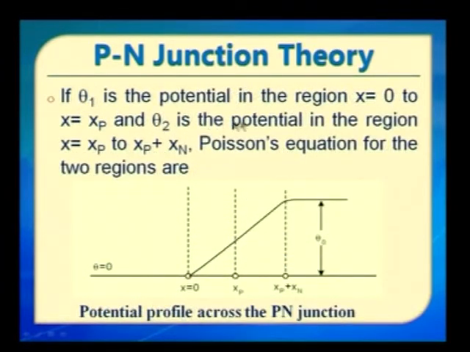So, if theta 1 is the potential in the region x equal to 0 to x p, this is the region where the potential is assumed to be theta 1, and theta 2 is the potential in the region x equal to x p to x p plus x n. Extension of this region x p to x p plus x n, the potential is taken to be theta 2, whereas this potential here will be theta 1. The Poisson's equation for the two regions can be written down in terms of E into N A and E into N D. And let us now write down the Poisson equation.